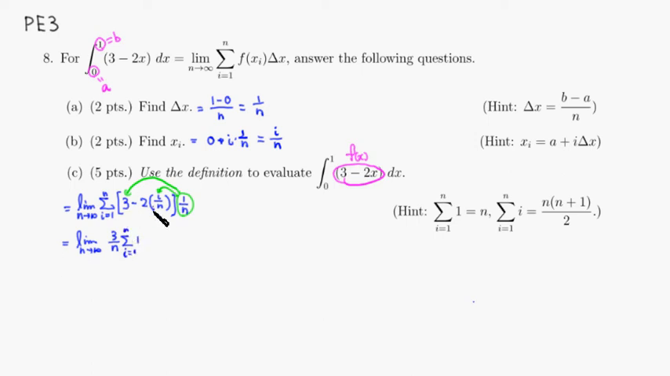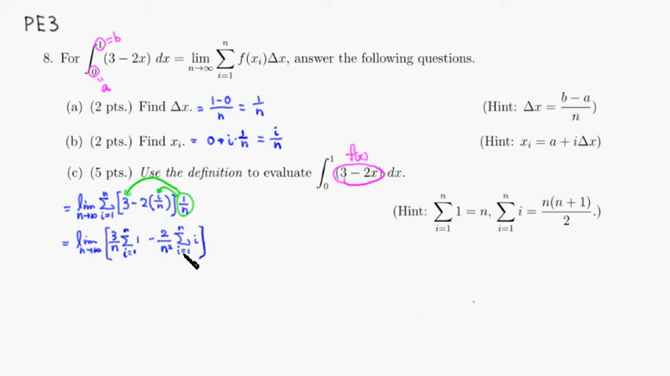The second term: you have a negative 2, and you have an n squared on the bottom, so negative 2 over n squared. But you still have i, so you have the summation, i goes from 1 to n, of i. So we have this limit.